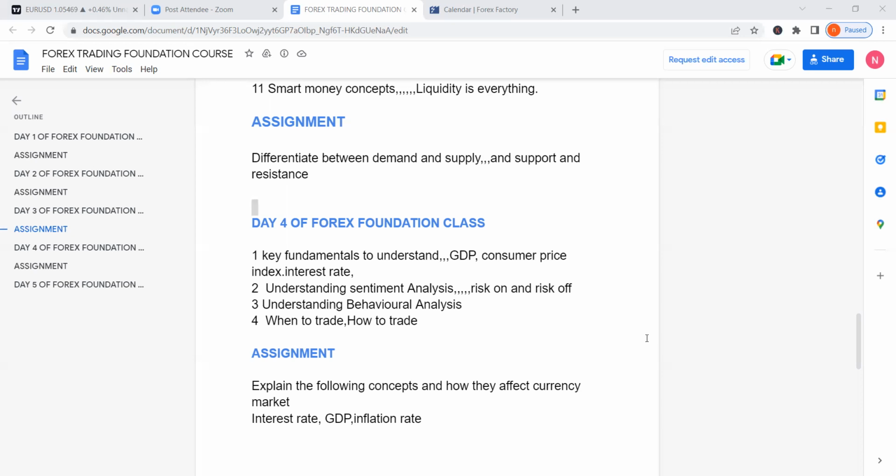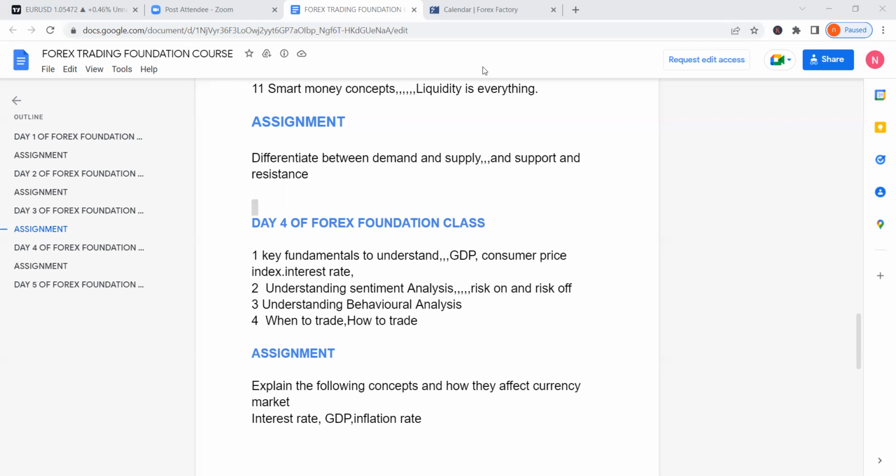Understanding sentiment analysis: risk on, risk off. What is sentiment analysis? When you say sentiment analysis, you are talking about looking at the overall picture of the market and picking a sentiment on that market. Based on that sentiment, you can decide whether to invest, to hold your investment, or to diversify your investment portfolio.